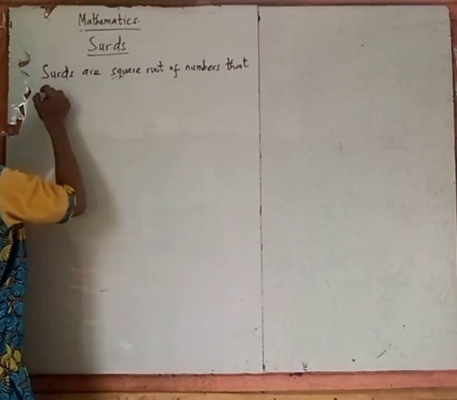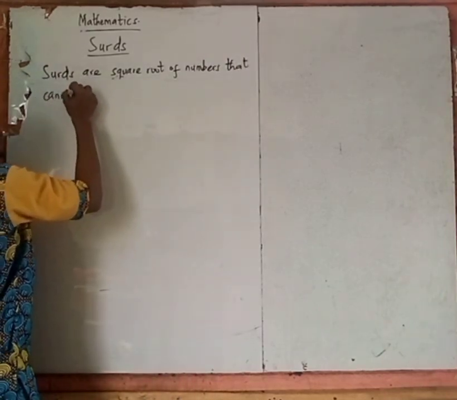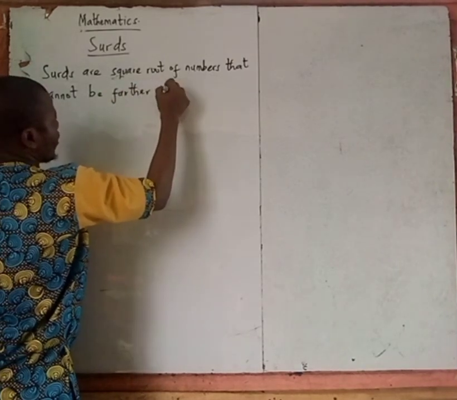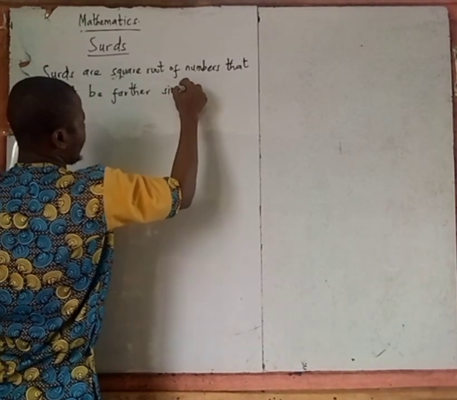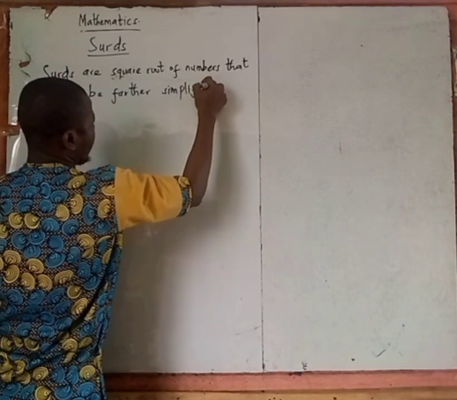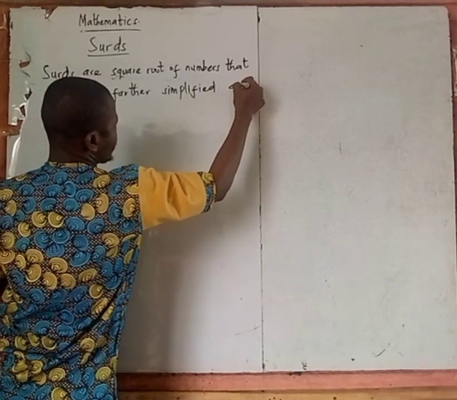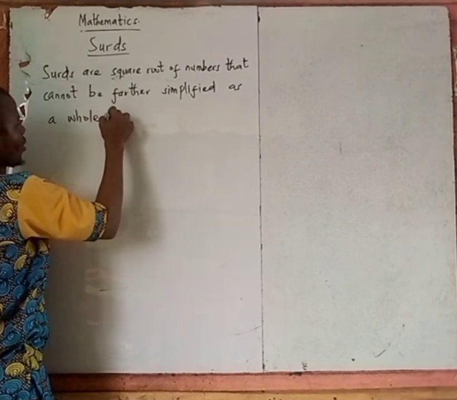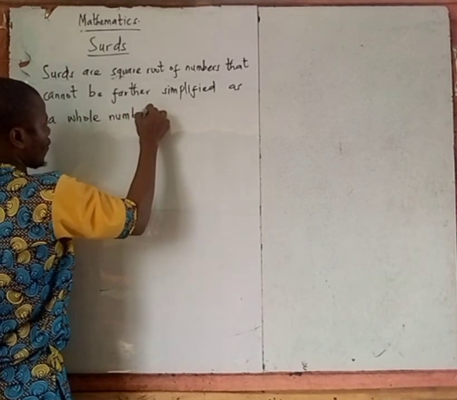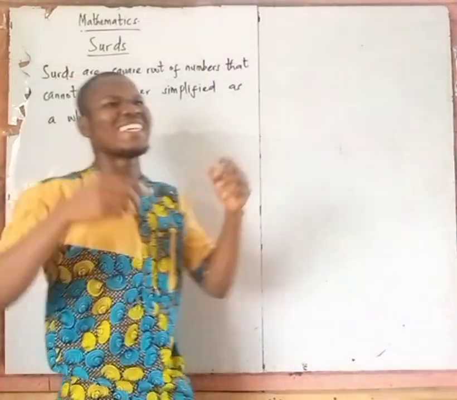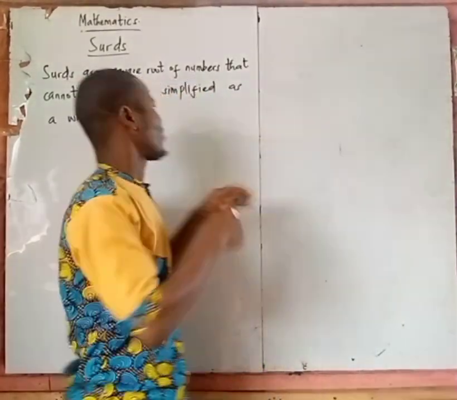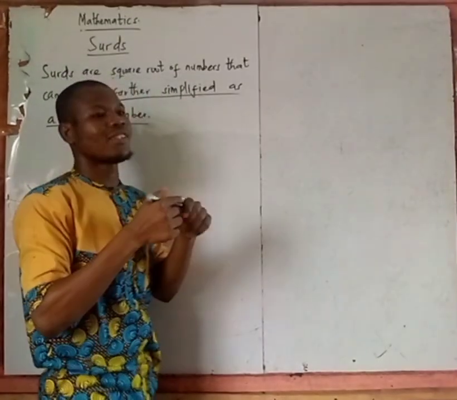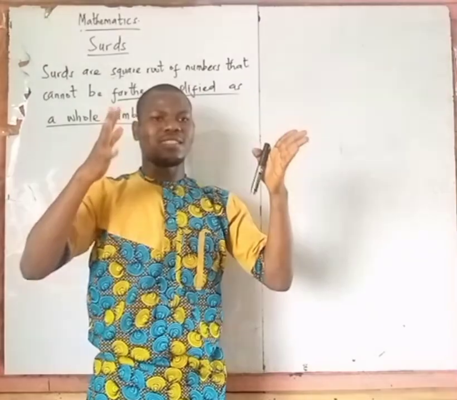that cannot be further simplified as a whole number. Okay. So that is, they are irrational numbers. That's the meaning of this part. They are what? They are irrational numbers, and it's a number that cannot be written or cannot be expressed as a fraction.